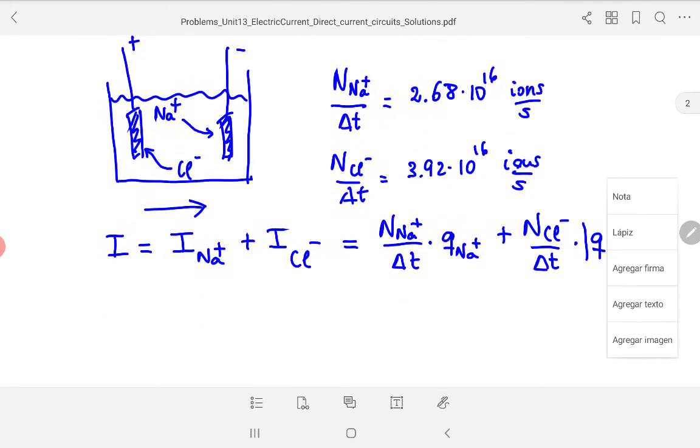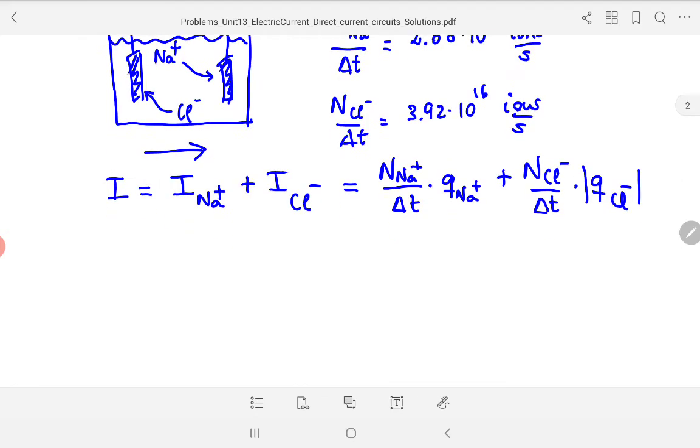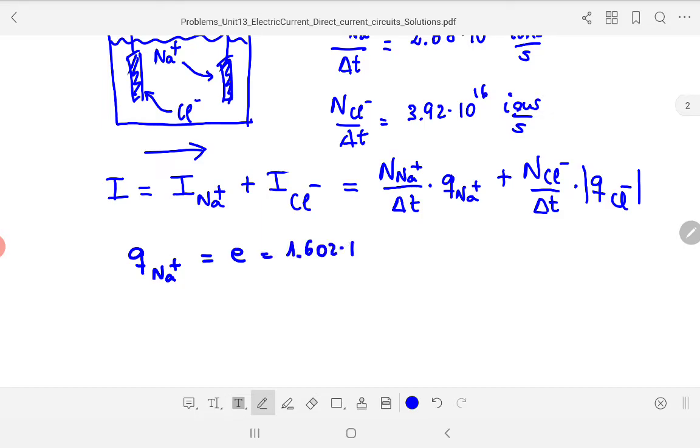Okay, so here we know that the charge of the sodium ions is equal to the charge of the electron, which is 1.602 times 10 to the minus 19 coulombs, and this is equal to the one of the chloride, but with a change of sign. Okay, so this is 1.602 times 10 to the minus 19 coulombs.